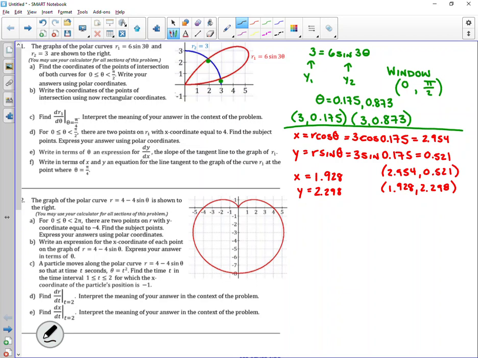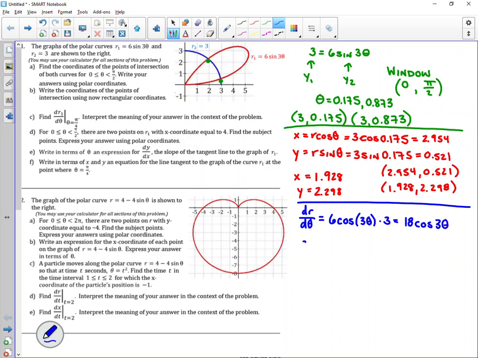Okay, now, this one says, part C, find dr d theta, interpret the meaning of your answer in the context of this problem. So, part C, they do this a lot, so pay attention. dr d theta is going to equal, okay, so we just take the derivative of 6 sine 3 theta. What is that? 6 cosine 3 theta times 3, or 18 cosine 3 theta, right? So we found dr d theta.